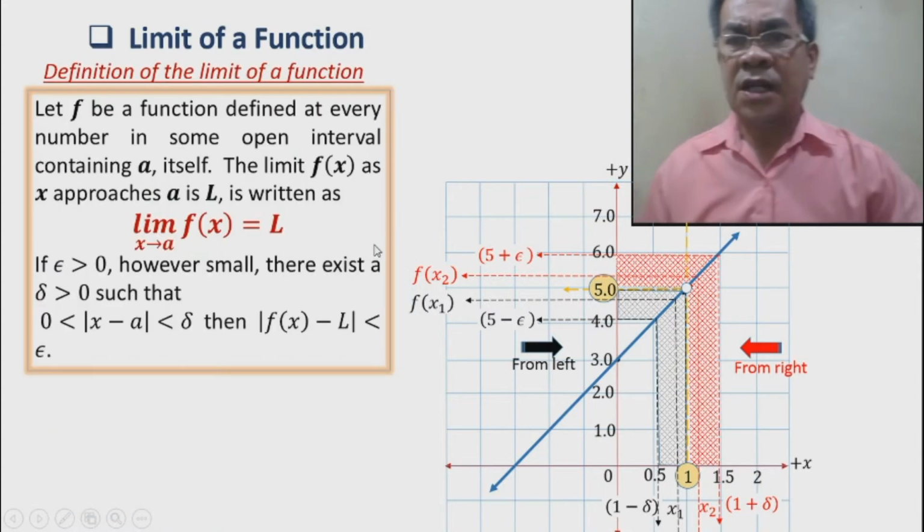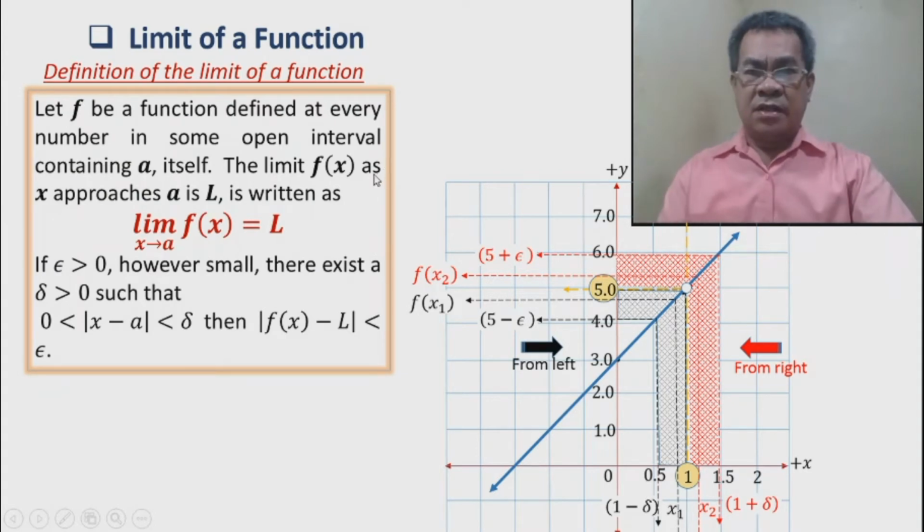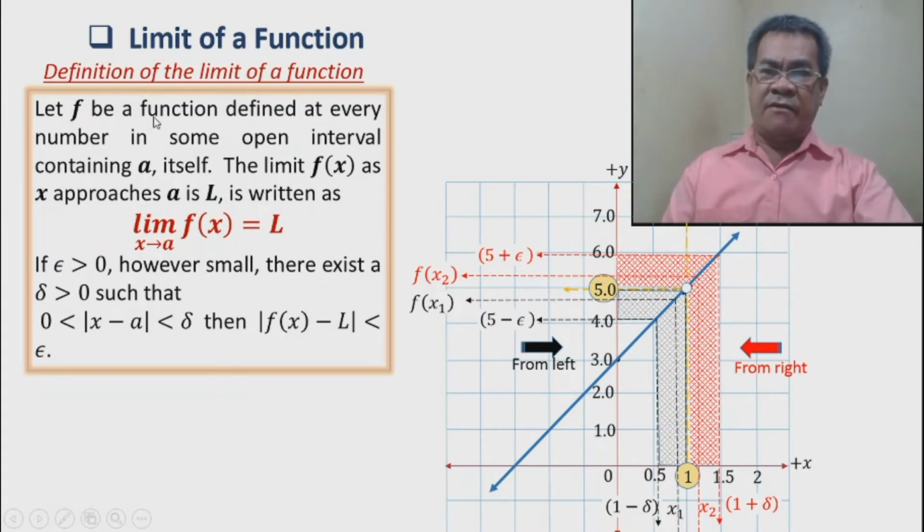Okay, so let's now have the formal definition of the limit of a function. Let f be a function defined on every number in some open interval containing a. So a corresponds to a number; this must be a real number itself. The limit of the function as x approaches a is L. So we are given this mathematical statement that the limit of the function as x approaches a will be equal to a number L, which should be a real number also.